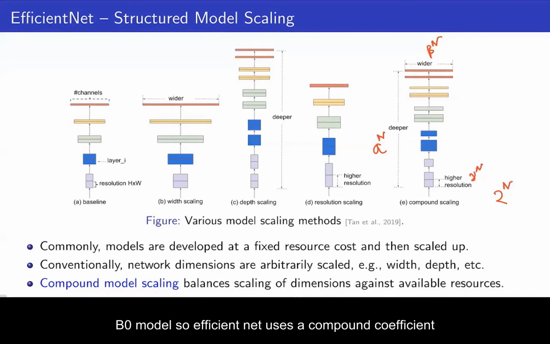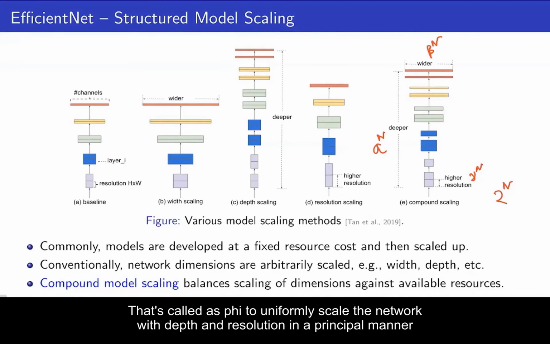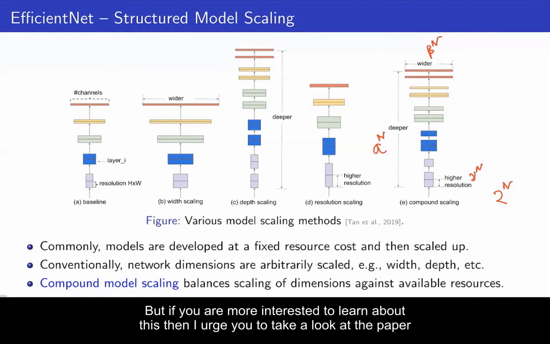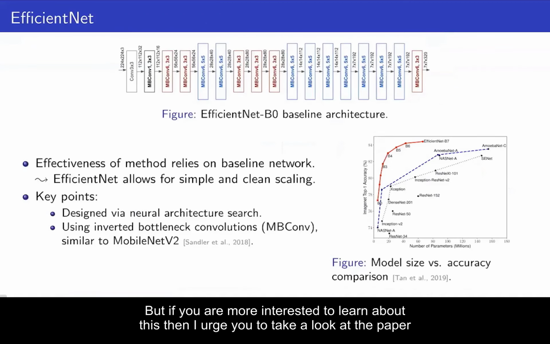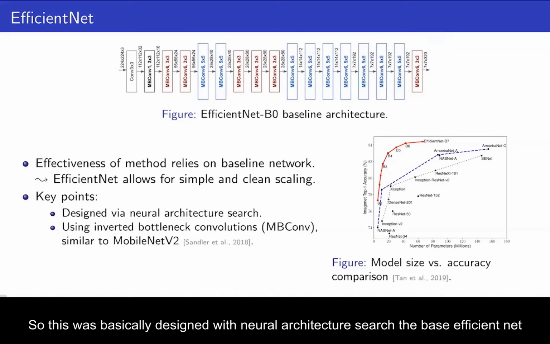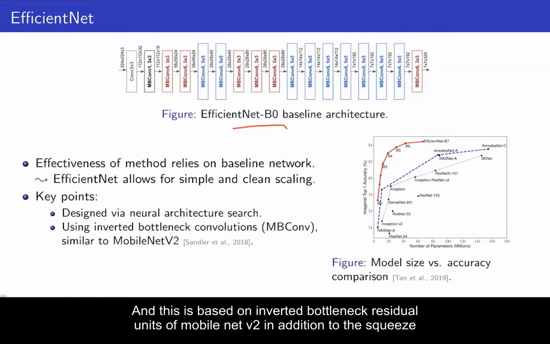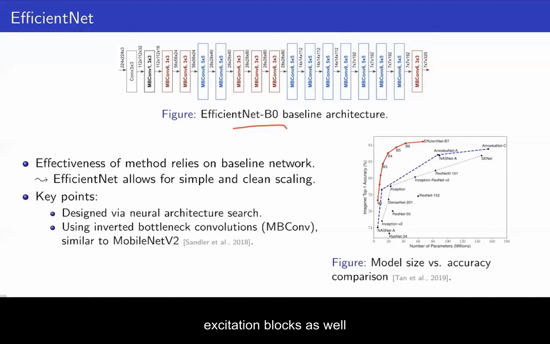EfficientNet uses a compound coefficient called phi to uniformly scale the network width, depth, and resolution in a principled manner. I'm not going to go into too much detail, but if you're interested to learn more about this, then I urge you to take a look at the paper. This was basically designed with neural architecture search. The base EfficientNet B0 architecture is the baseline architecture here, and it is based on the inverted bottleneck residual units of MobileNet V2 in addition to the squeeze excitation blocks as well.